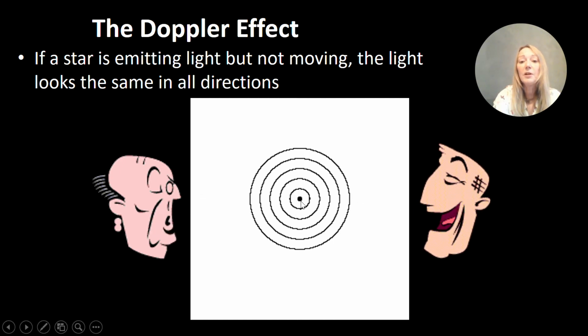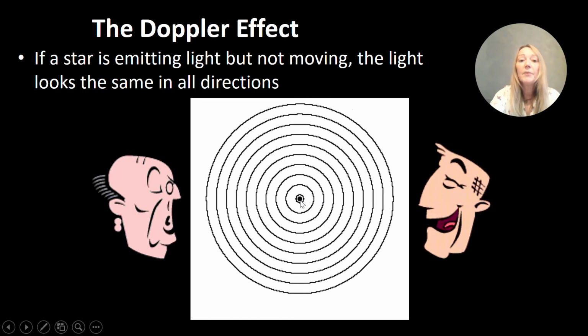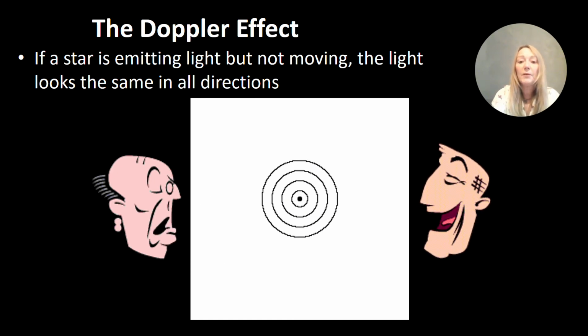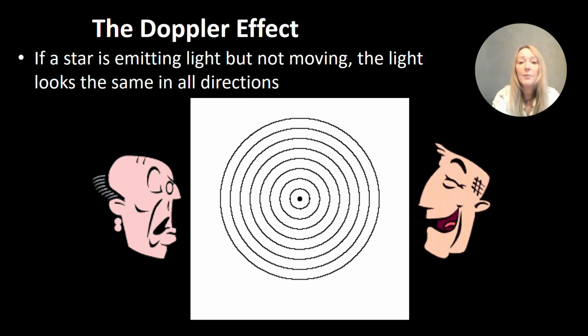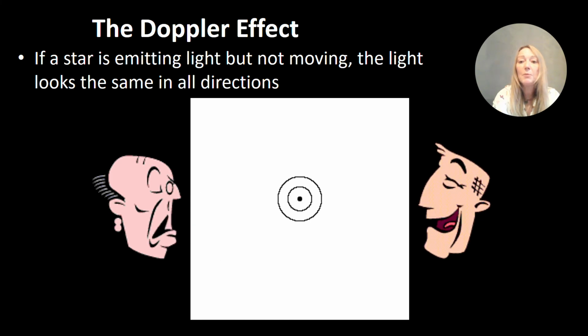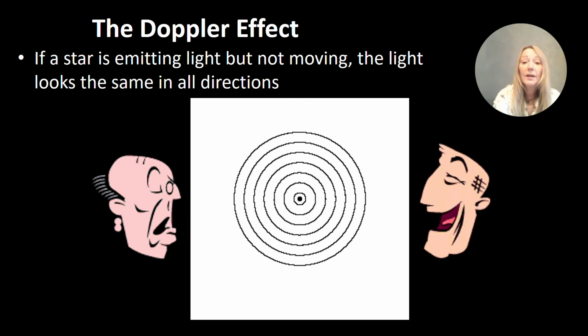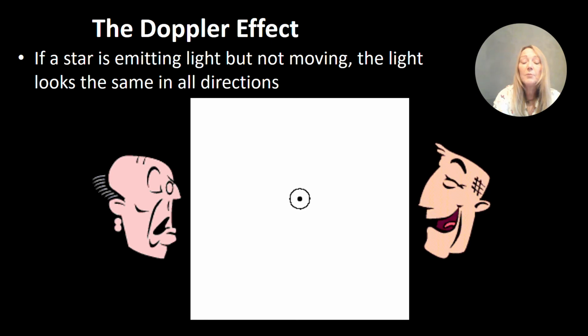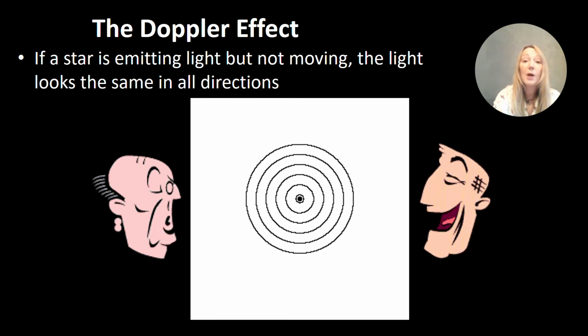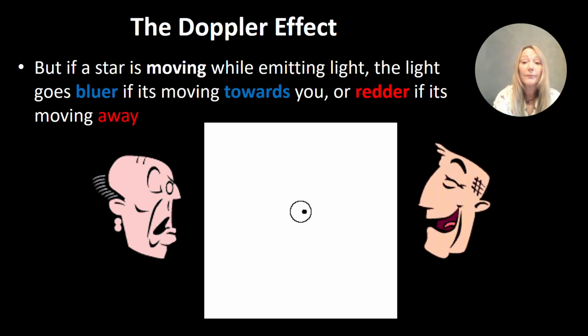And if we look at the light which is coming out from the star, if that's not moving, then the wavelengths coming out would not change. They would be the same in both directions. Now, if that particular body starts to move, we can see what happens to the wavelengths.